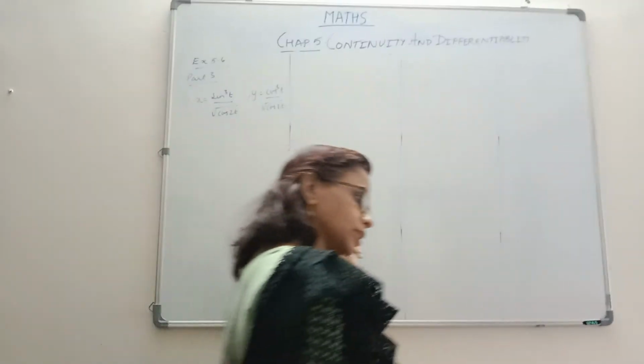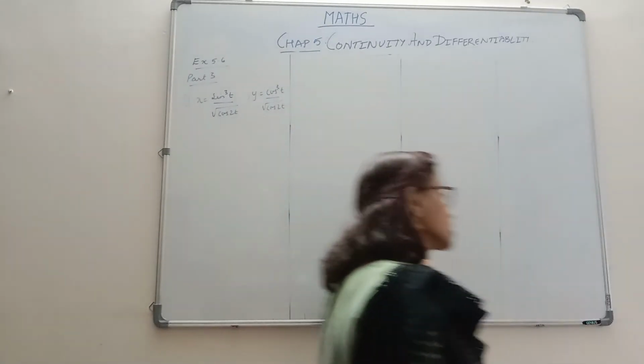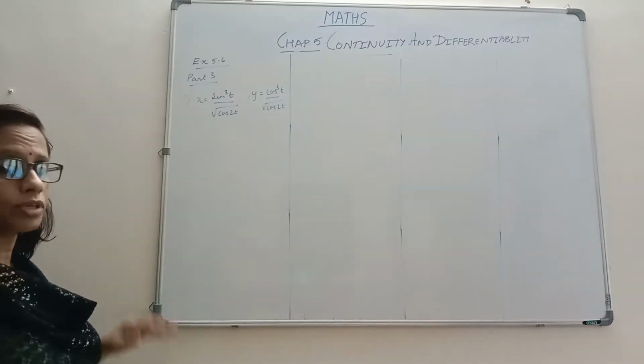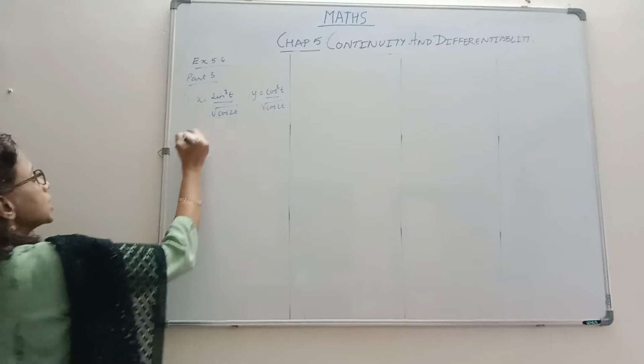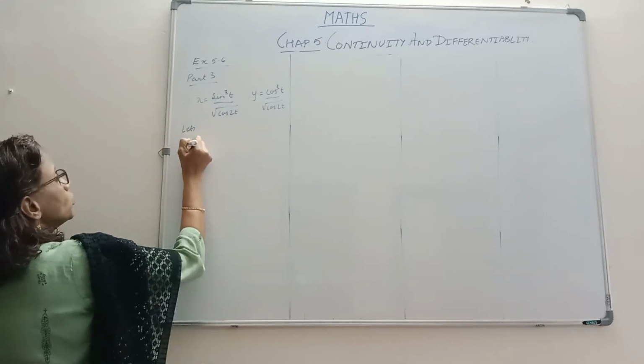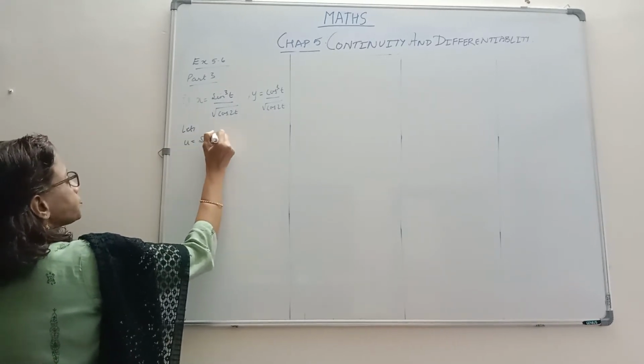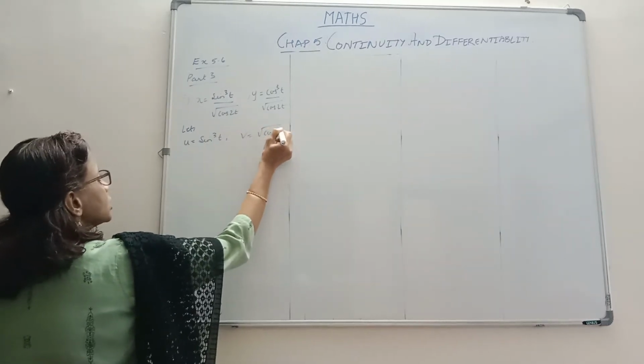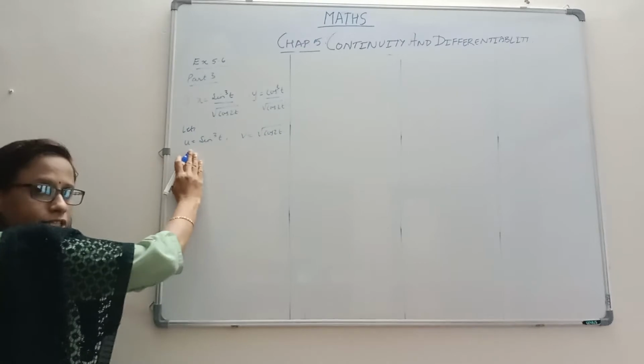Let's start with x, and we can see that x is sine cube t by root of cos 2t. As I said, we'll do it in 2 steps. Let u be sine cube t and v be root of cos 2t. So this you can see later. Now we will concentrate on this.